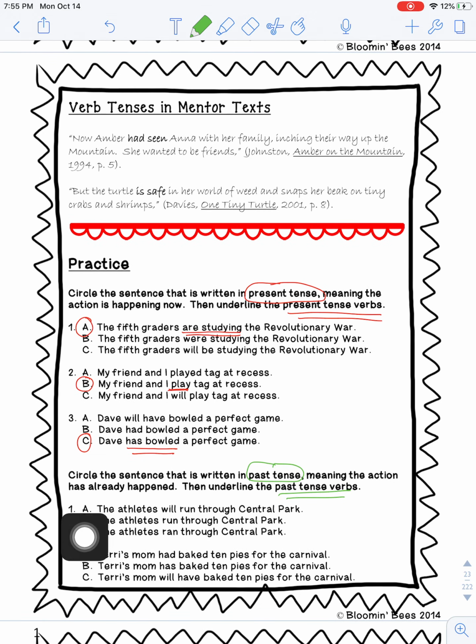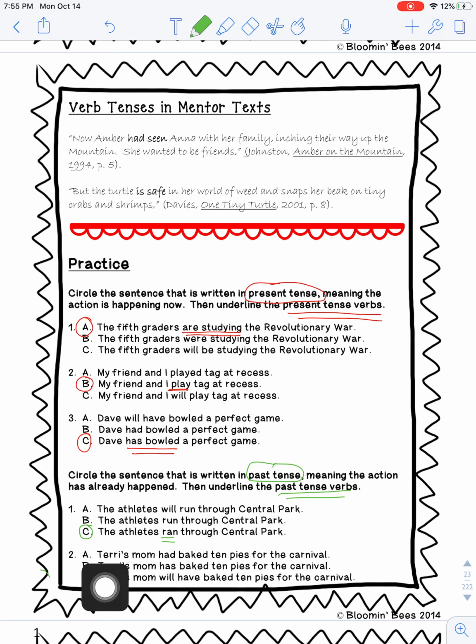Here we go. A, the athletes will run through Central Park. B, the athletes run through Central Park. C, the athletes ran through Central Park. Give you a moment to think about it. And hopefully you said C, okay? And C would be "ran," okay, is past tense. "Run" is present and "will run" is future, okay?